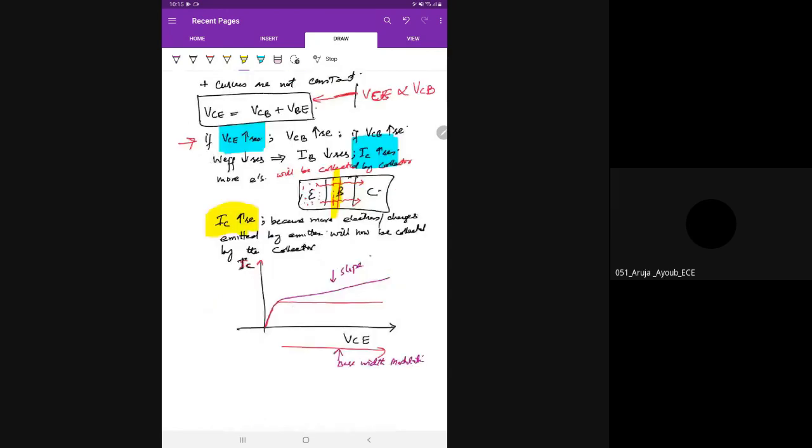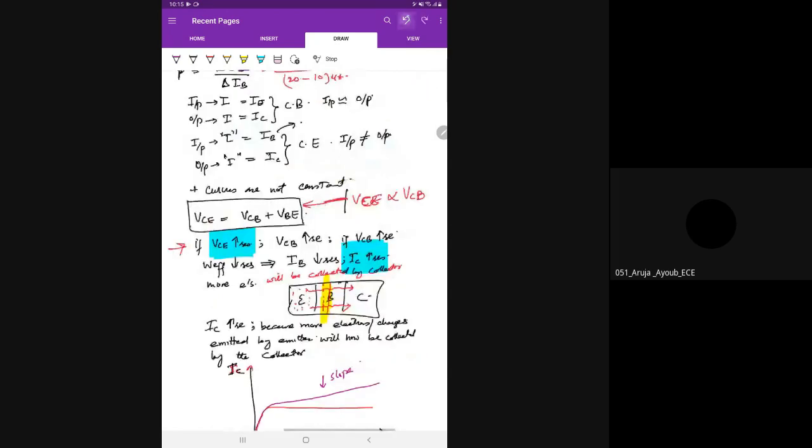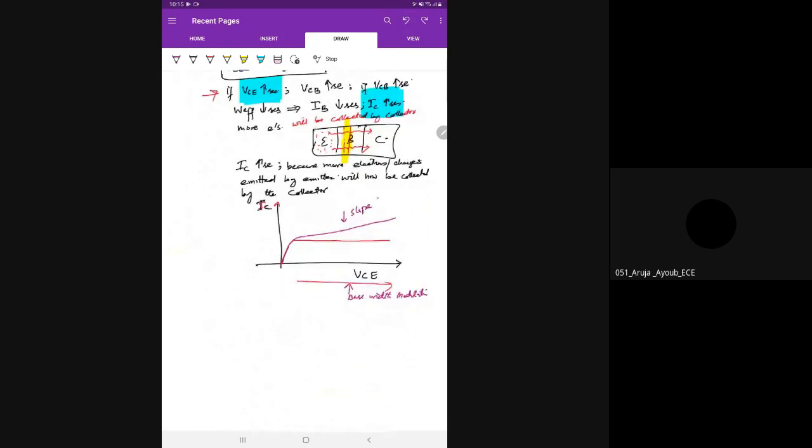जो ही VCE increase होगा, so we can now conclude from this discussion that I will write it down: if VCE increases, what will happen? IC also increases. Okay, so this is the summary of the discussion. अगर VCE increase होगा, IC also increases. So I will try to show this now in the graph.